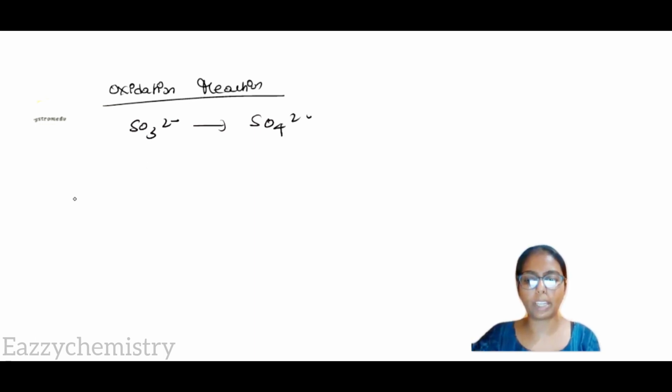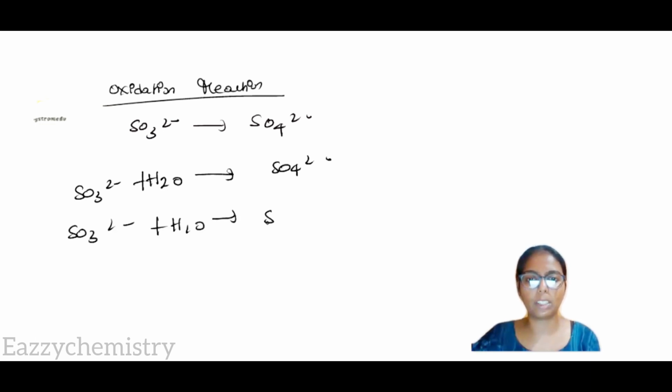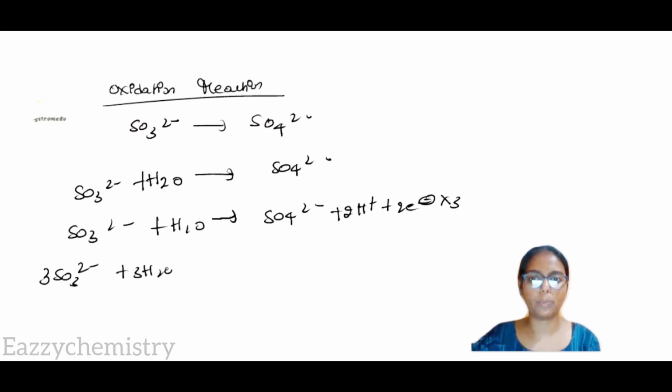So the SO3 2- with the addition of a water molecule H2O converts into SO4 2-. That is, SO3 2- plus H2O gives rise to SO4 2- plus 2H+ plus 2 electrons. So let's multiply this reaction by 3. At last we get 3 SO3 2- plus 3H2O, that gives rise to 3 SO4 2- plus 6 H+ plus 6 electrons.